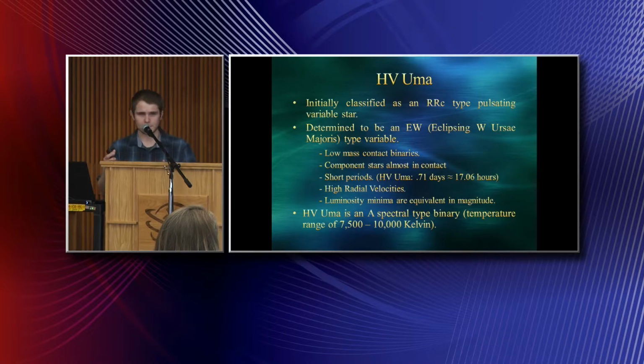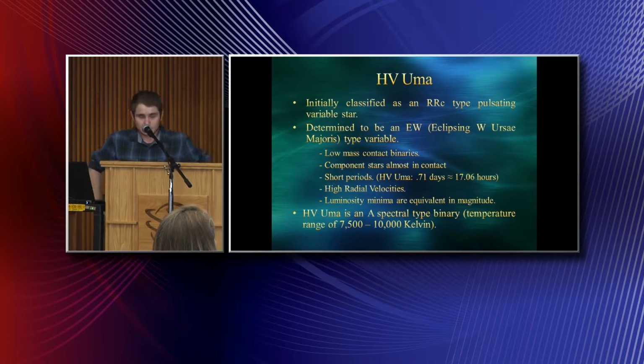The radial velocities of the system are unusually high, which is part of why this category is so rare. And due to the contact nature of these two stars, the luminosity minima are fairly equivalent. So the star is a spectral A type, which means that it mainly consists of hydrogen and contributes to its relatively high temperatures.